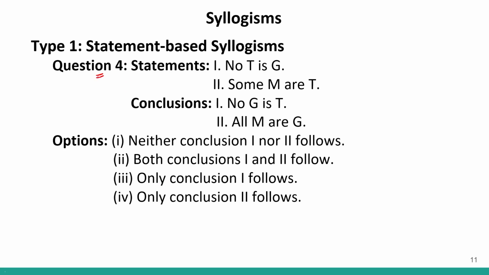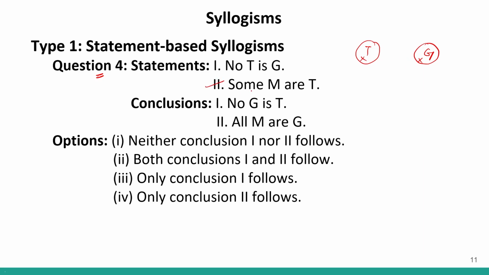Coming to question number 4. Two sets of statements, two sets of conclusions, four options. Let us start. Statement 1 says no T is G. That means T and G are separate entities. They will not overlap. I am drawing a small cross to denote that they will not overlap. T and G are separate entities.